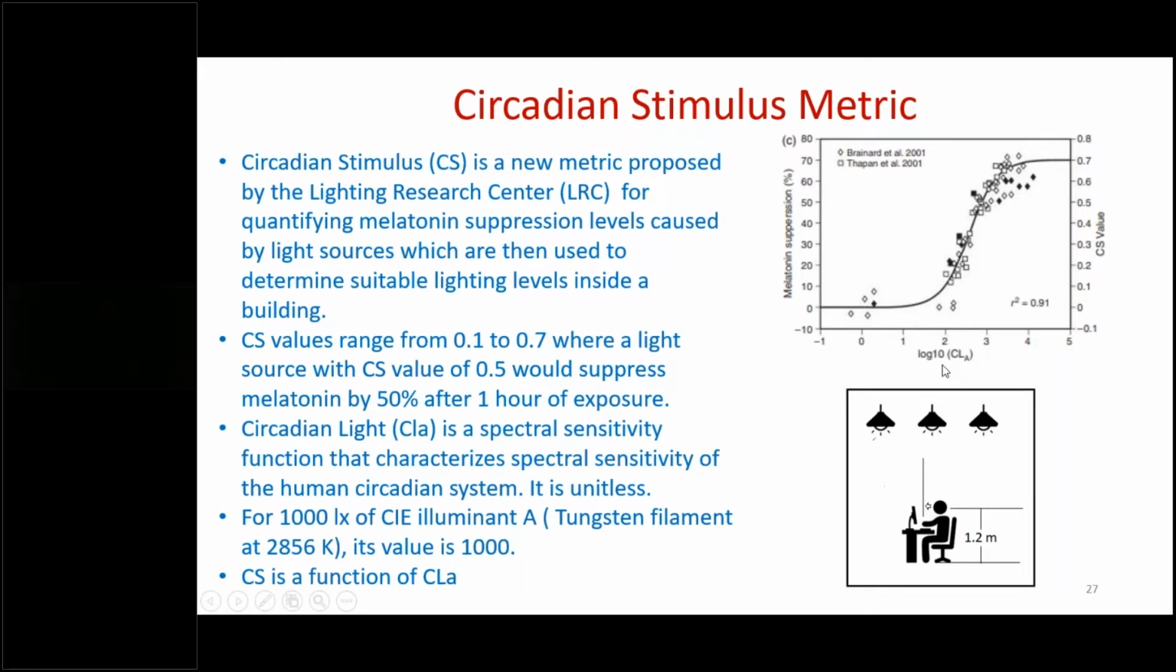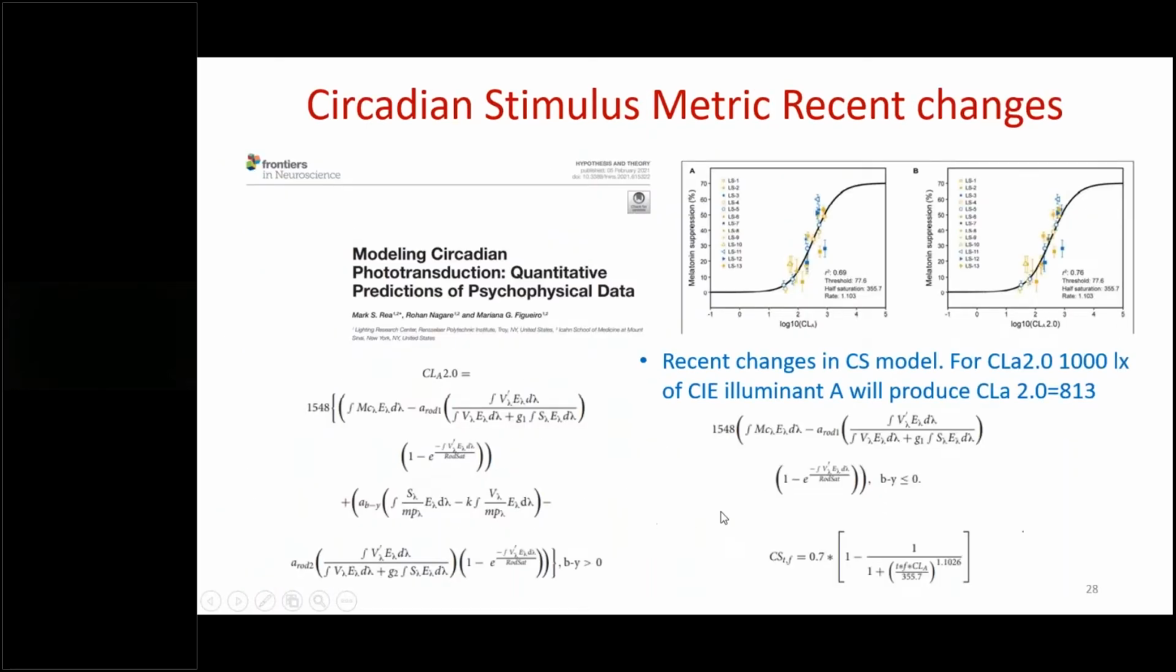This was the original model, and recently in 2021, they modified the model to CLA 2.0. So it was CLA before, and now it is CLA 2.0. For the CLA model, 1,000 lux of CIE illuminant A would produce a CLA of 1,000. For CLA 2.0, it produces 813 because of some changes in the model. Here you can see the before and after. This is CLA, this is CLA 2.0, and CLA 2.0 has a better R-squared fit, 0.76 as compared to 0.69. And this is the paper that talks about that.